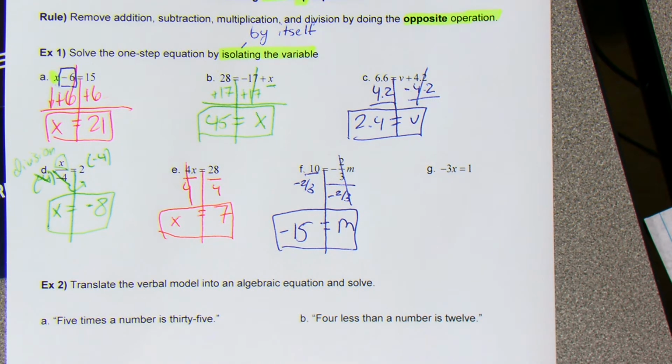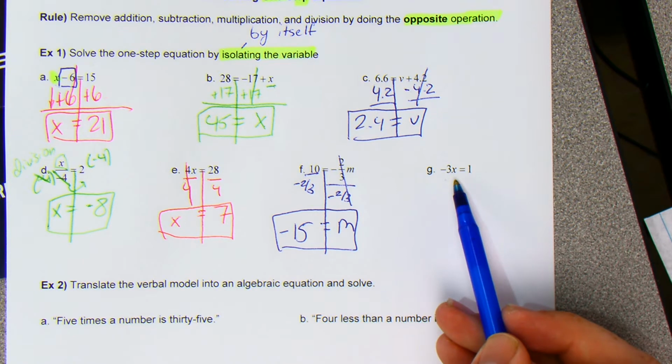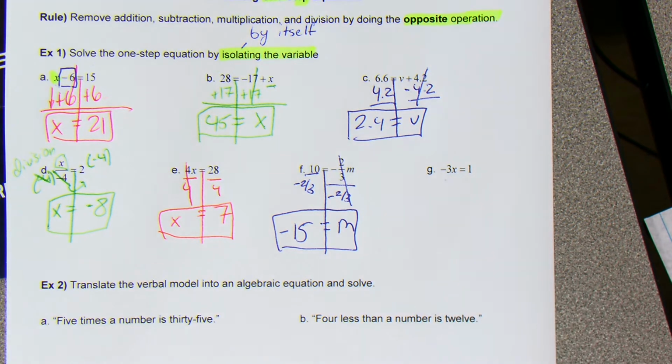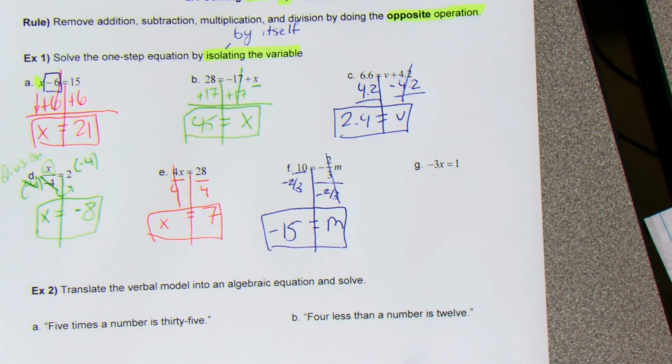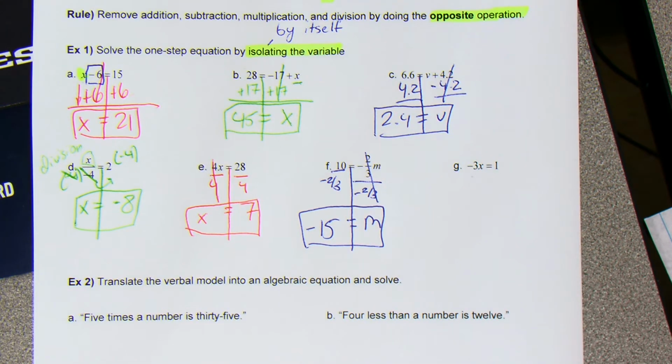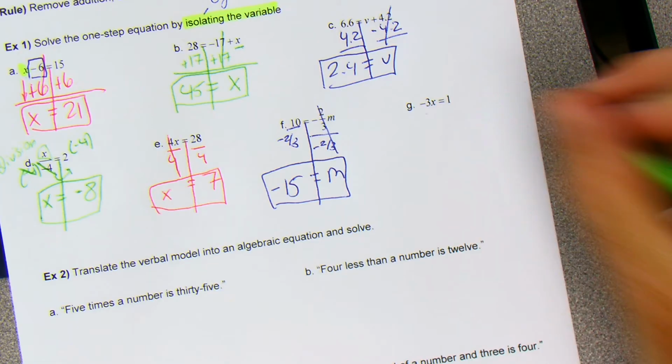So for example 1G, we have negative 3x equals 1. We first have to recognize what operation is being performed here. Since our number is right next to our variable, we know the operation taking place is multiplication. This negative 3 is multiplying my x. So I need to think, what's the opposite of multiplication? I know that's division. So I need to divide negative 3 on both sides of the equals sign.